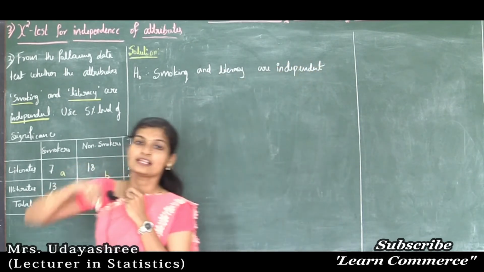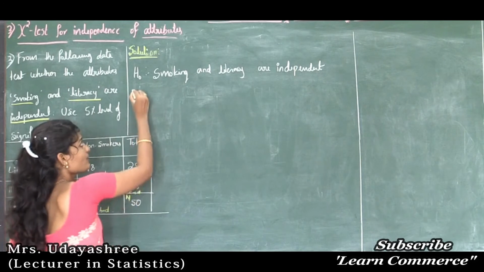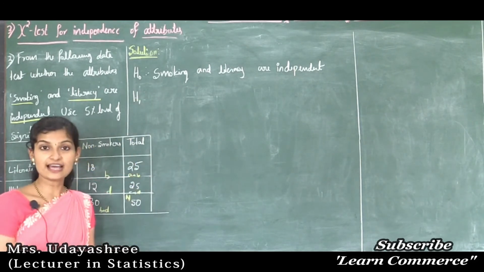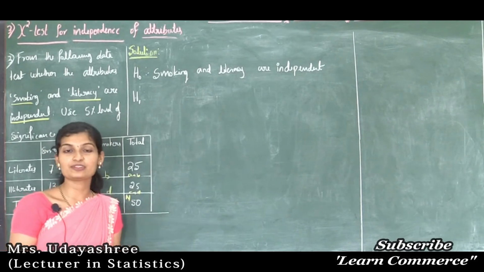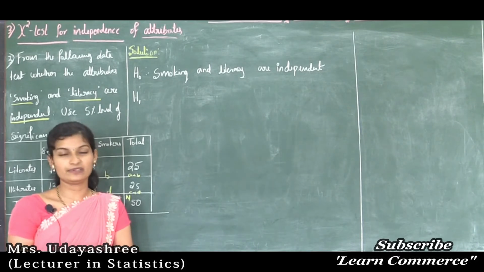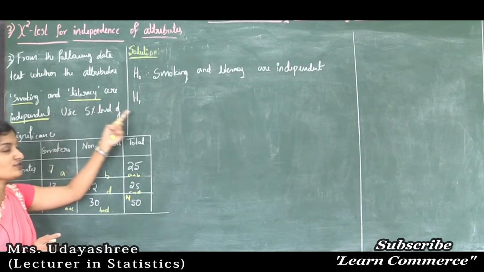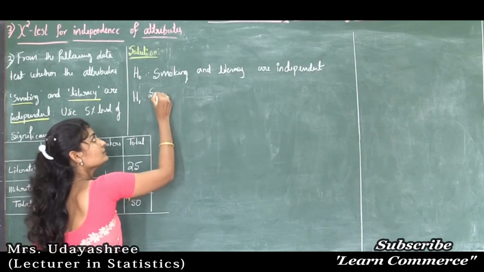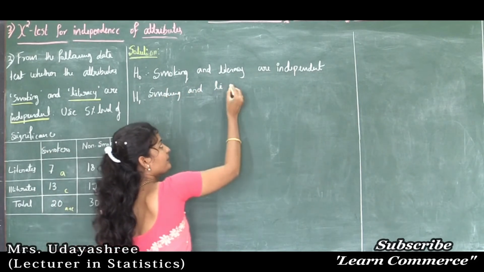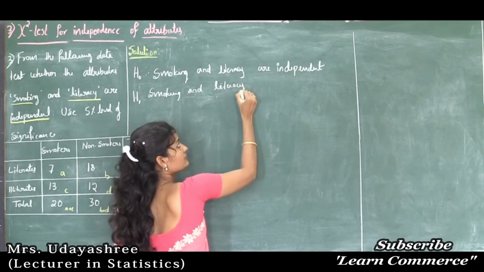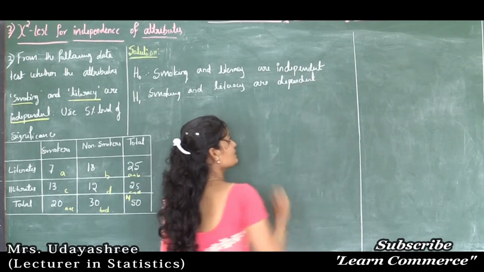Then what is step 2? Step 2 is setting up the null hypothesis and the alternative hypothesis, which is denoted by H1. So what is the alternative hypothesis in this application? In this application, the alternative hypothesis is that the two attributes are not independent, or the two attributes are dependent. Here the given attributes are smoking and literacy. So here H1 is smoking and literacy are dependent. So this is step 1 and step 2.